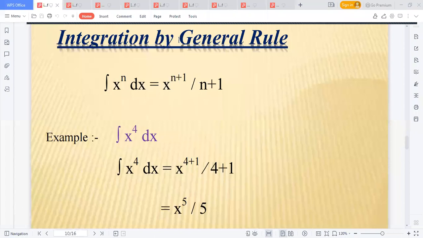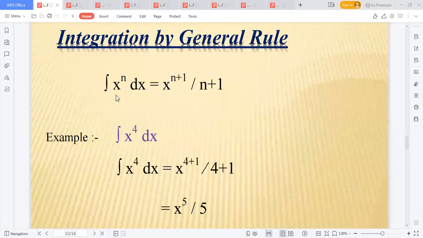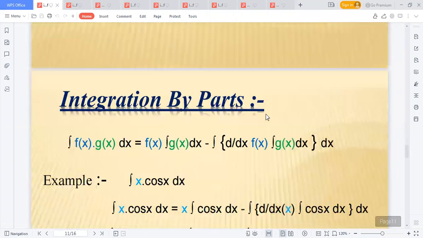Now integration by general rule. This is the power rule. Integration of x to the power n dx equals what? X to the n plus 1 divided by n plus 1. For example, integration of x to the power 4, what will be? Here n equals what? 4. So x to the power 4 plus 1 divided by 4 plus 1. So the result of integration will be x to the power 5 by 5. This is the result by using the power rule.